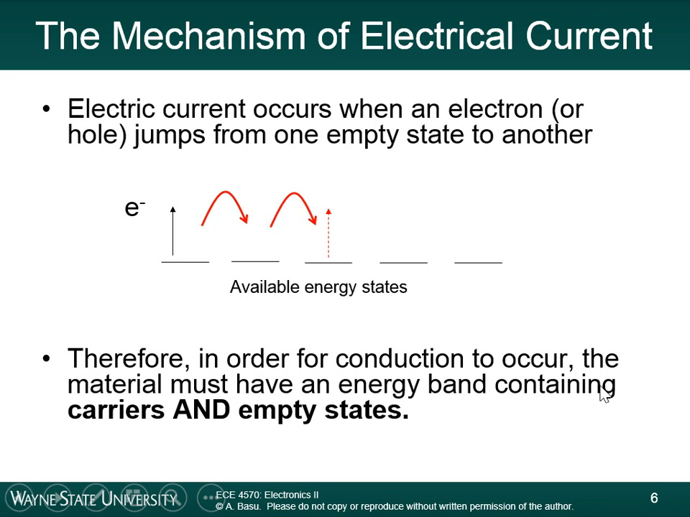The inverse situation also will not conduct electricity. Suppose you don't have any electrons at all. Then you have all these empty states, but you don't have any charges moving. Right, so the bottom line is, in order for conduction to occur, the energy band should contain carriers and it should contain empty states. In other words, it should be a partially filled band. We'll get into that in a second.